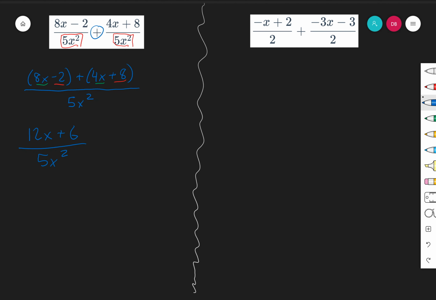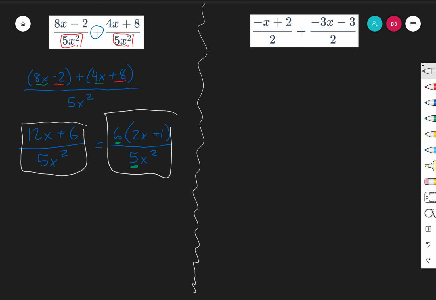I could factor the top if I wanted to and pull out a 6, and I'd be left with 2x plus 1. I just divided both terms by 6 and pulled it out front, and it would still be over 5x squared. Then I could see if I'd be able to simplify this fraction, 6 over 5, but I can't. 6 and 5 share no factors other than 1, so I can't simplify that any further. So that's my final answer, but the other form would have been fine as my final answer too. Either way is correct.